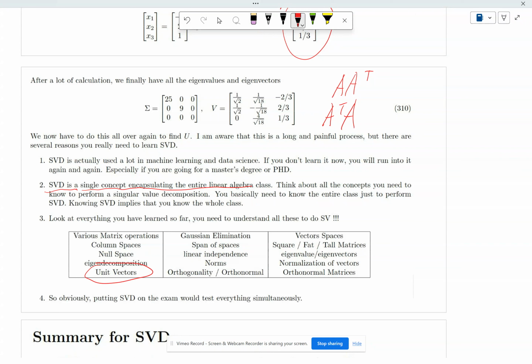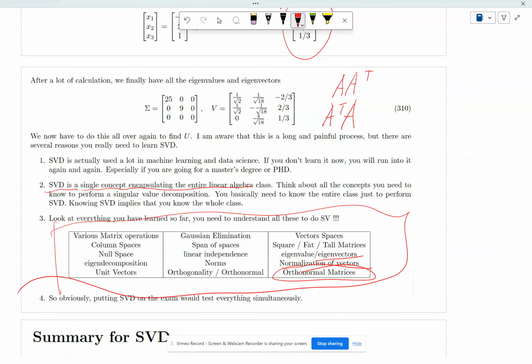So obviously you need eigen decomposition to do singular value decomposition. You need to know how to make unit norms. You need to understand the concept of norms in order to make unit norms. You need to know Gaussian elimination. You need to know span of spaces, linear independence, norms, orthogonality, orthonormality, vector spaces, whether a matrix is square, fat, or tall, eigenvalues, and eigenvectors. Normalization of the vectors, orthonormal matrices, and projection matrices.